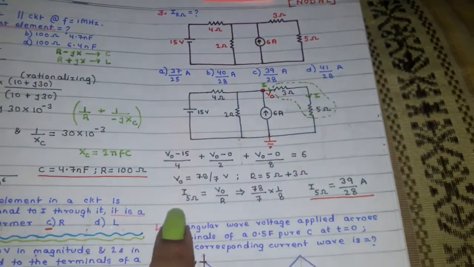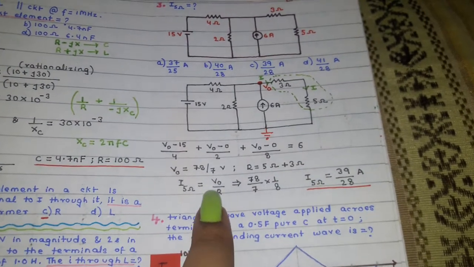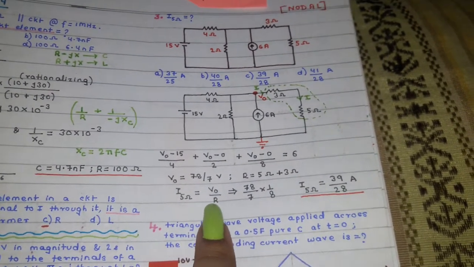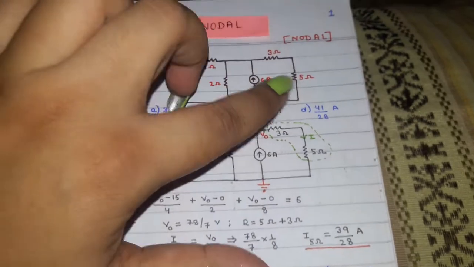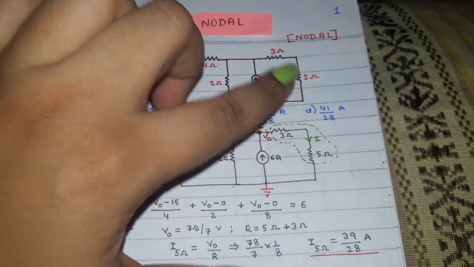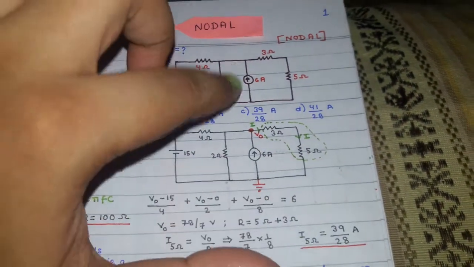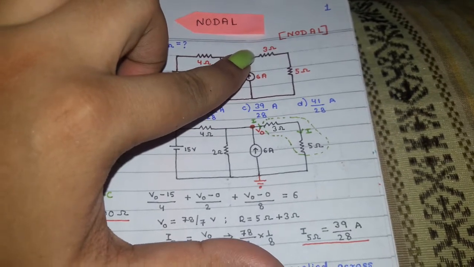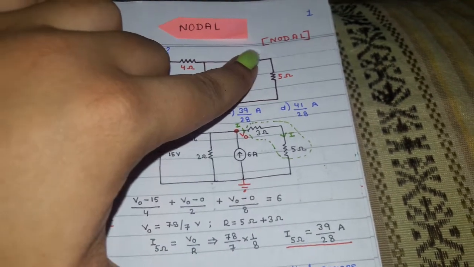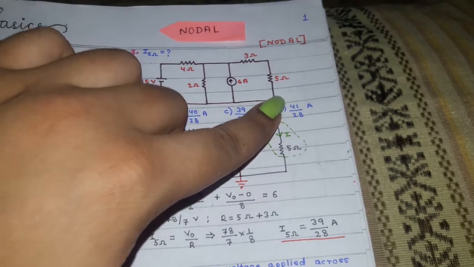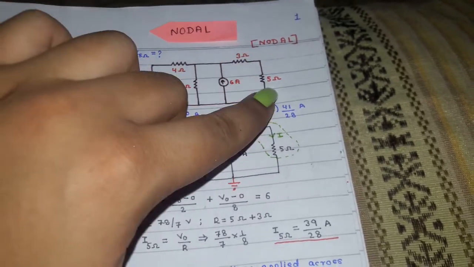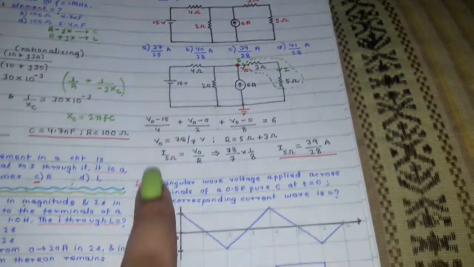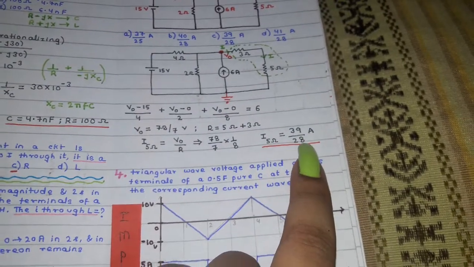So when you apply Ohm's law, you are not going to write V0 upon 5, but you are going to write V0 upon 8. Why? Because these two resistances when combined are drawing power from the sources. Hence the current which you will have here is the one that will be passing through this and this as well. So you need to write 5 plus 3, which is 8. So you get your answer as this.